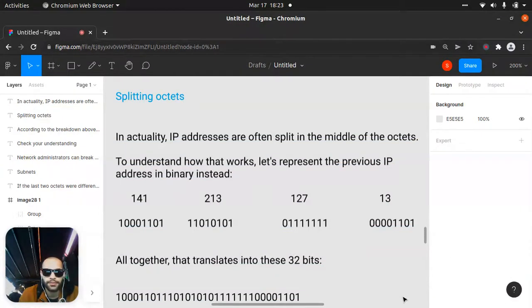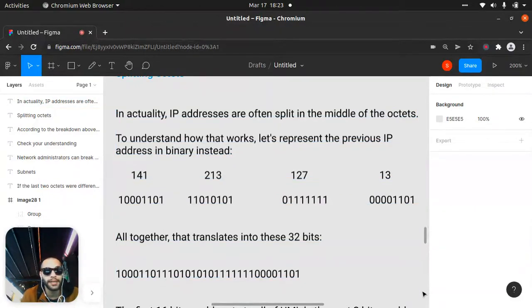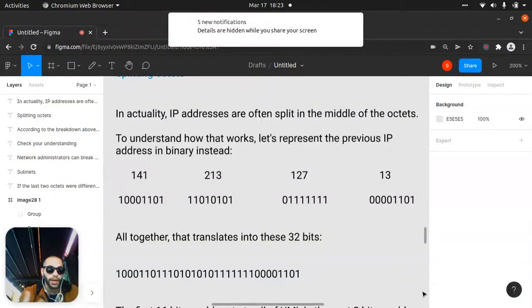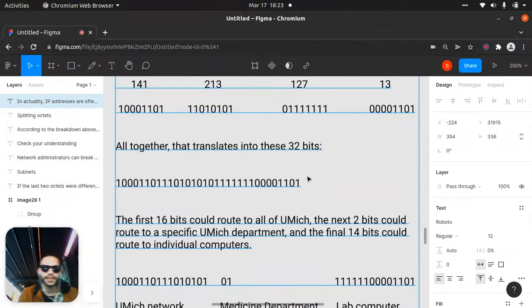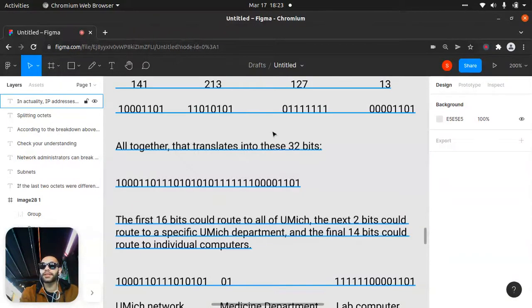Let's come down. How can we separate these things in computer language? We know how to separate these IP addresses for ourselves in our decimal system, but let's look at how it works for the computer. Altogether that translates into these 32 bits total. They are coming next and next, spread out there.